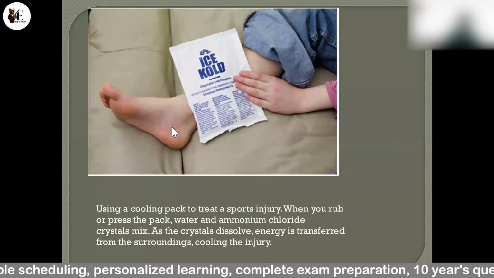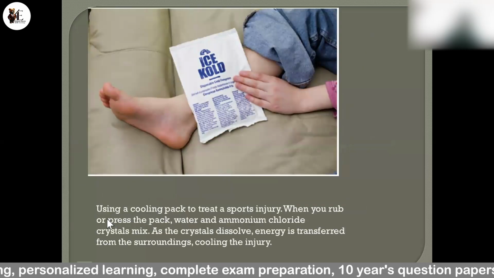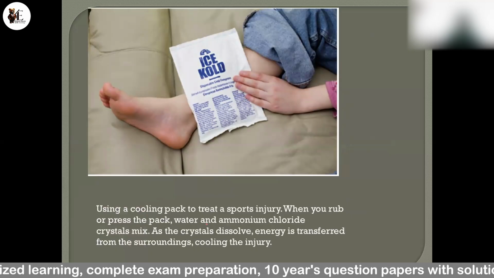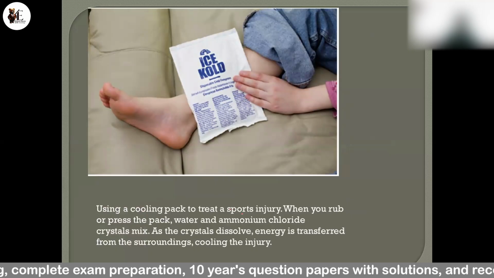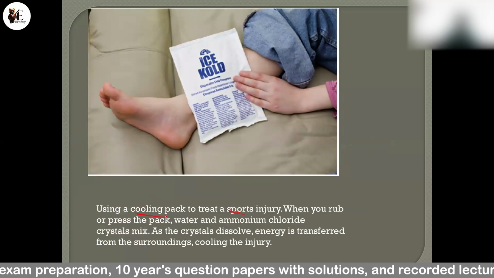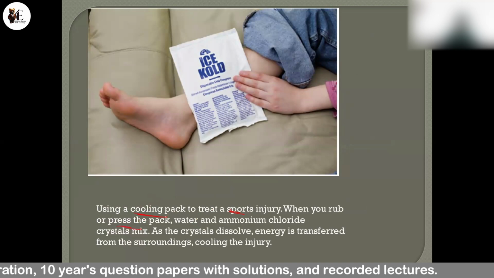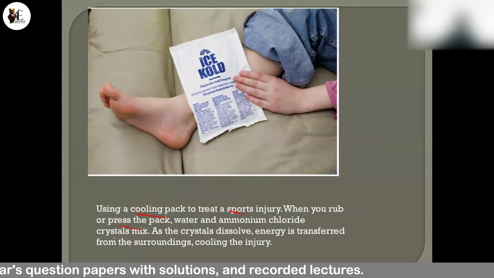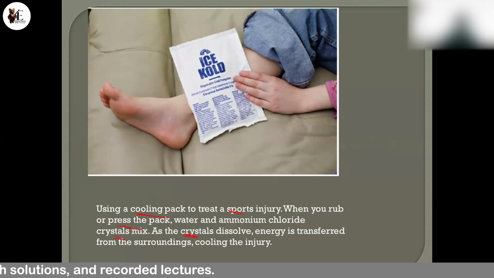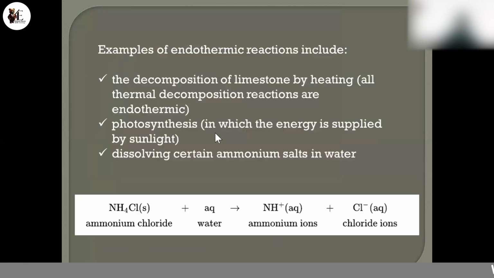Examples of endothermic reactions. You might have seen that to treat a sports injury, we use a cooling pack. When you rub or press the pack, the water and ammonium chloride crystals mix. This is an endothermic reaction. As the crystals dissolve, energy is transferred from the surroundings and it will cool the injury. So you can use a cooling pack to treat a sports injury.